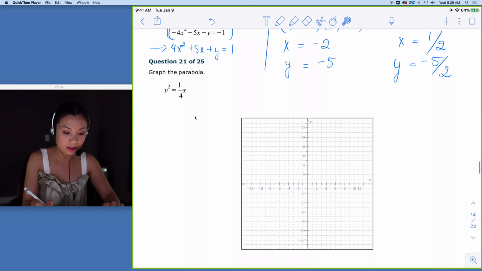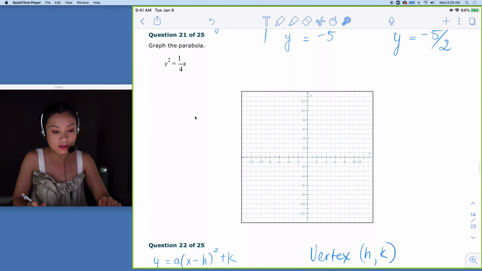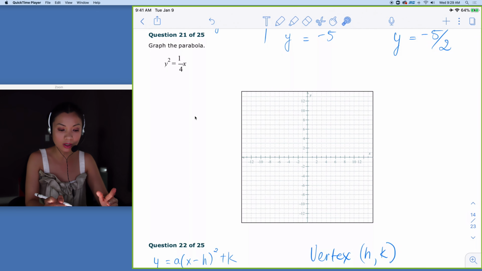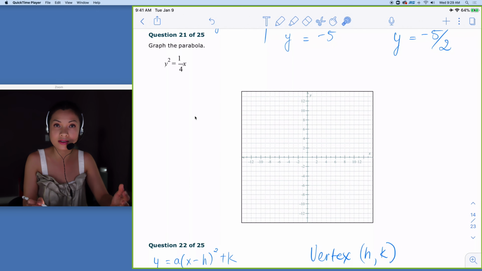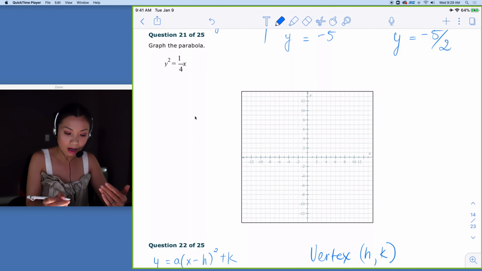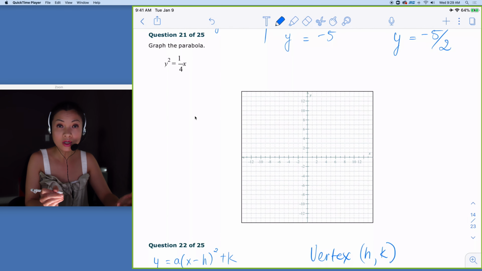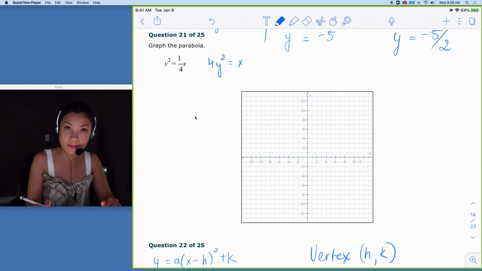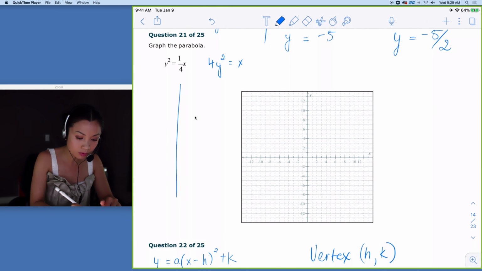Now, let's take a look at the first example that we have. You see we have y squared instead of x squared. So when you look at the equation, you should know that, okay, this is going to be the sideways one. You should make a table, but before you do it, you should isolate the x. So if I multiply 4 over, I'm going to end up with 4y squared equals x. Okay, I'm going to make a table just like we did before.